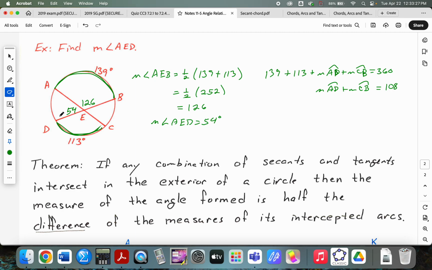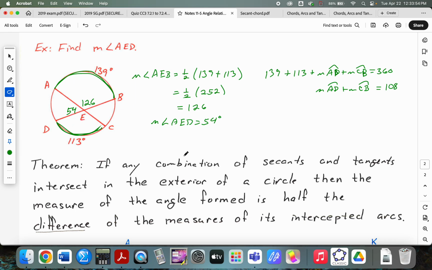Now the question becomes, how do you know which one is the big arc? The big arc will always be the one that's further away from the vertex, because as the angle moves away from the vertex, the sides of the angle get further and further apart. And the smaller one will always be the one closer to the vertex.